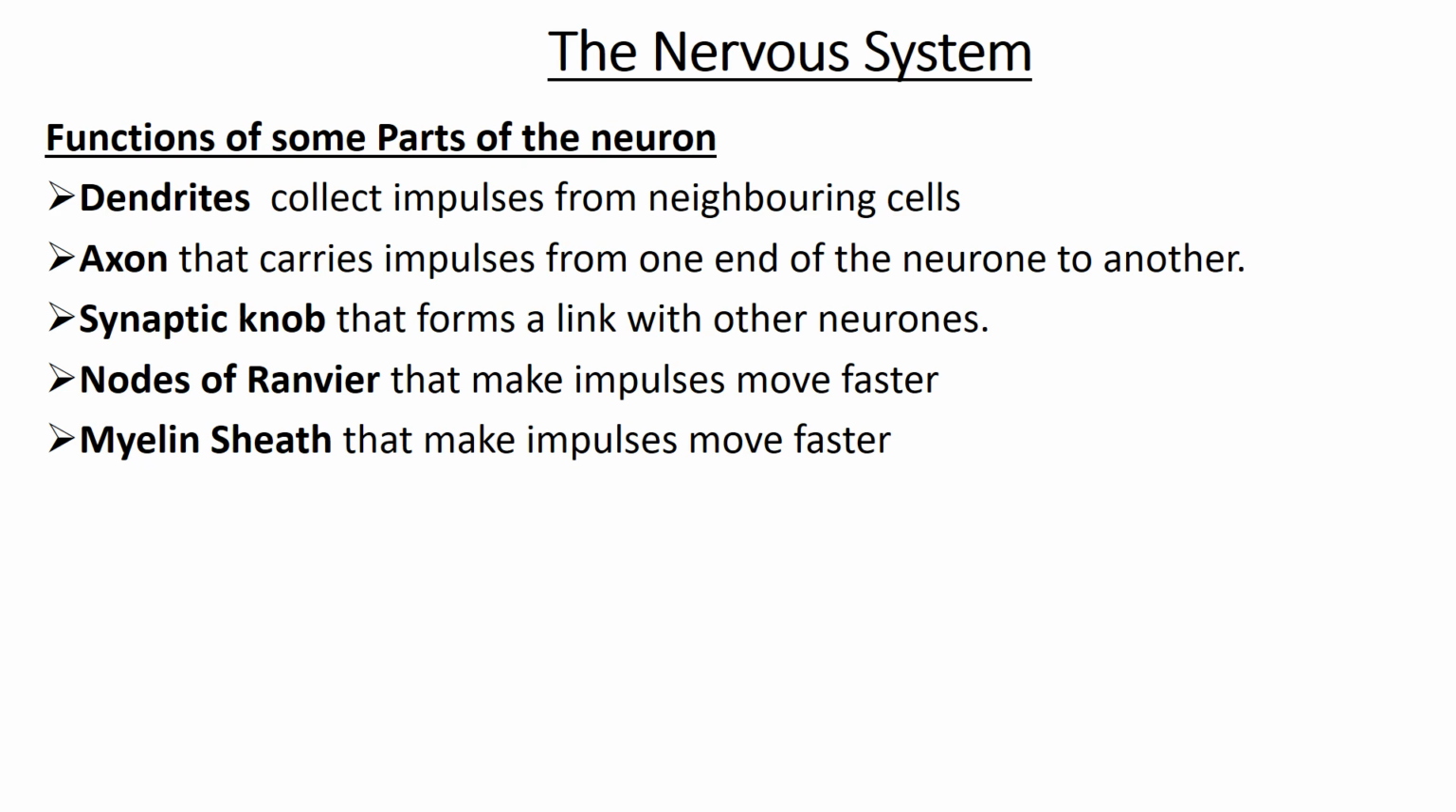Okay, so as we're going through each type, you're going to see the dendrite and the axon and the synaptic knob, the nodes of Ranvier and the myelin sheath, and you are going to appreciate these functions here. You're going now to connect and see that, okay, the dendrite, because of the way it looks, it makes sense that it collects impulses from neighboring cells. So we're going to start with the sensory neurons.